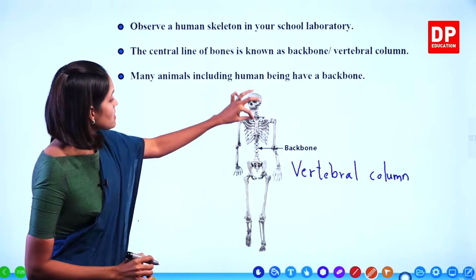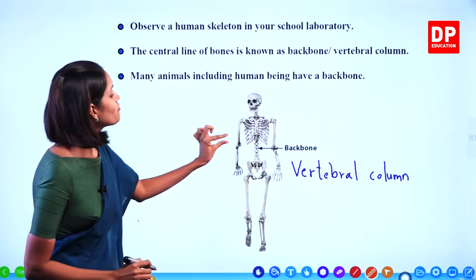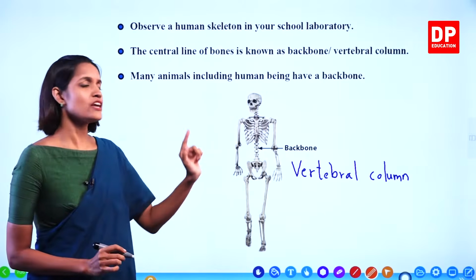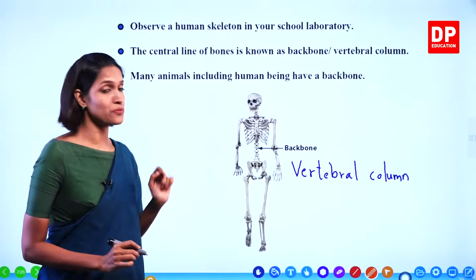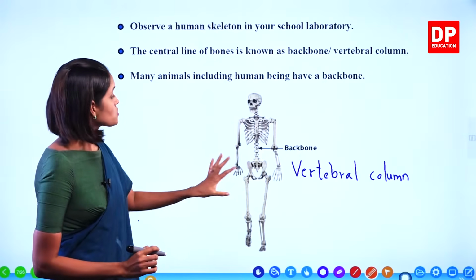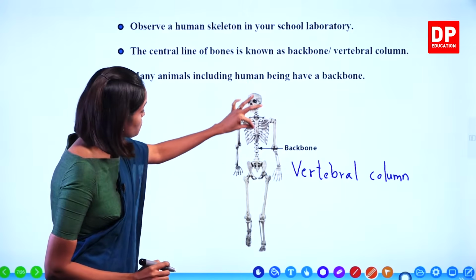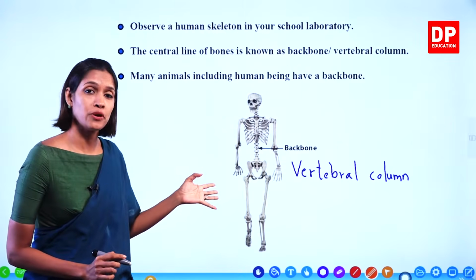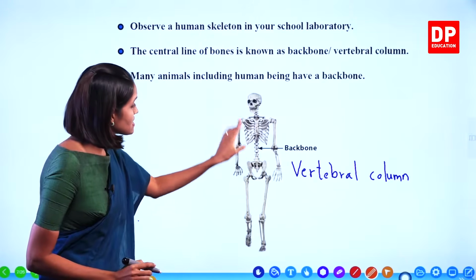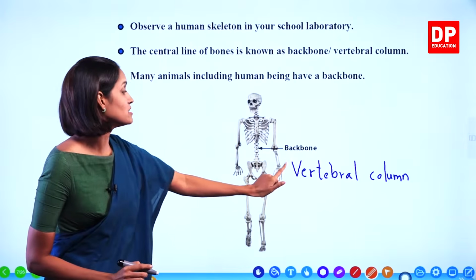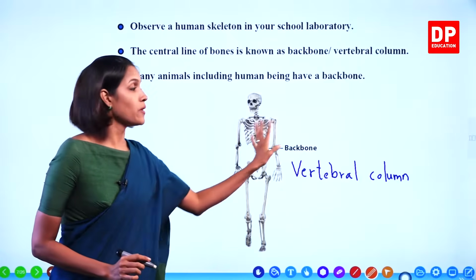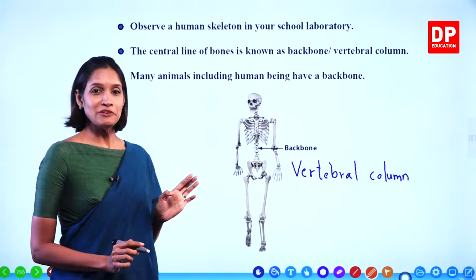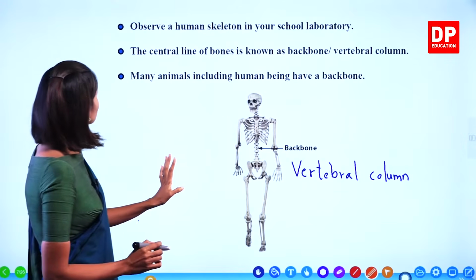So this central line of bones is made out of tiny bones. Each bone is known as a vertebra, right? So the collection of all the bones is known as vertebrae. Because it presents as a line, this is known as a vertebral column, or backbone in your words. Okay, children?